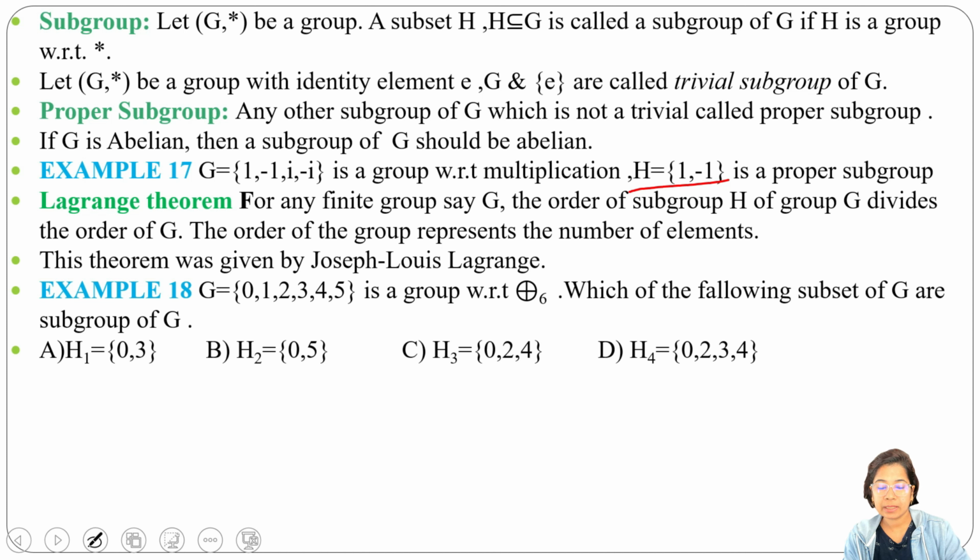Now, H1 is {0, 3}. Just check 0, 3, and this is addition modulo 6. Now 0 plus 0 is 0, 0 plus 3 is 3, 3 plus 0 is 3, 3 plus 3 is 6, 6 divided by 6, it's 0. It's a subgroup.